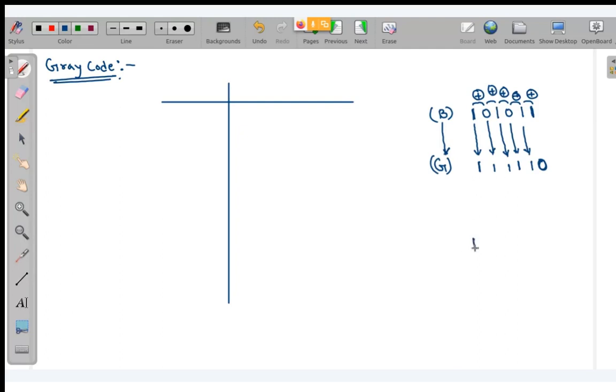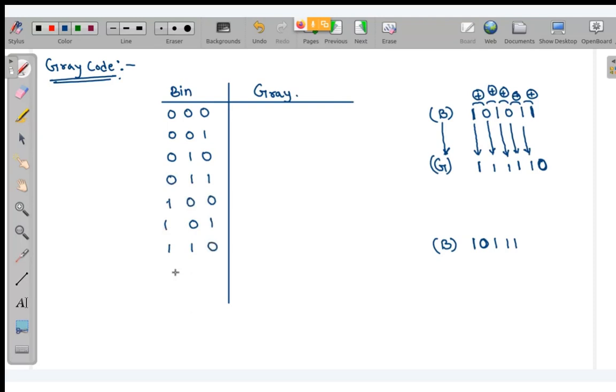So let me ask you a very simple question. What will be the gray code equivalent of this binary string? Write very quickly till that time. So what will be the gray code equivalent of this?